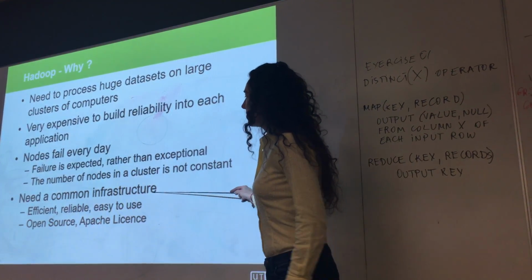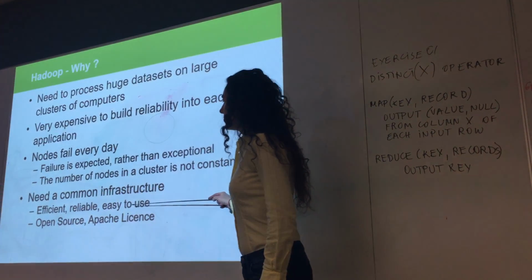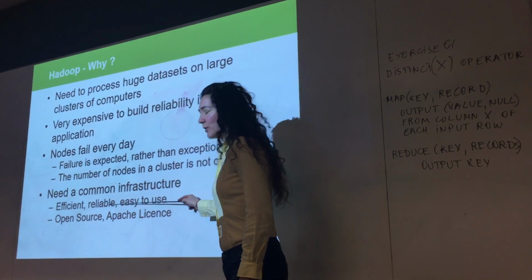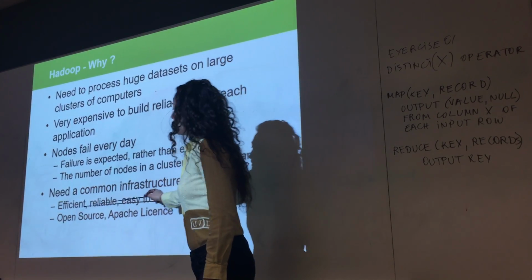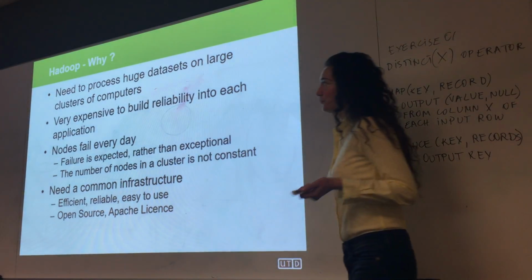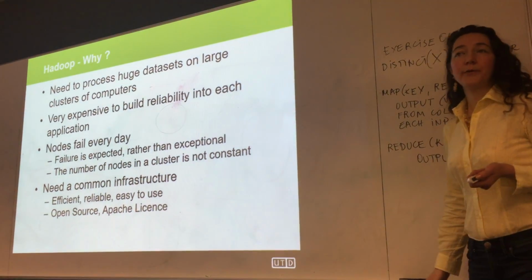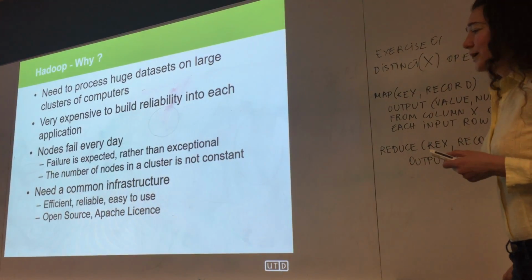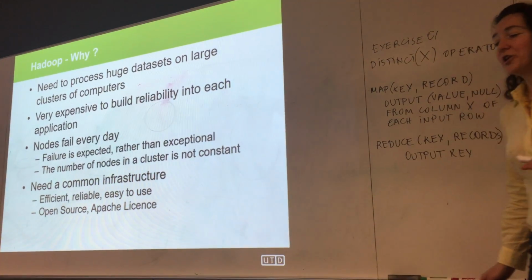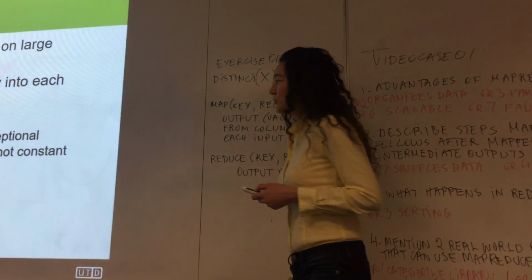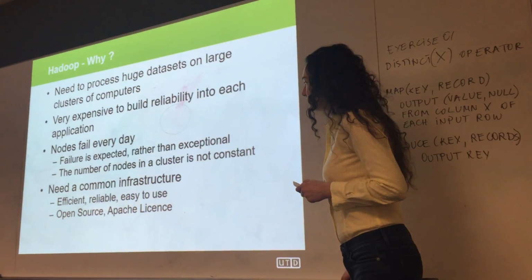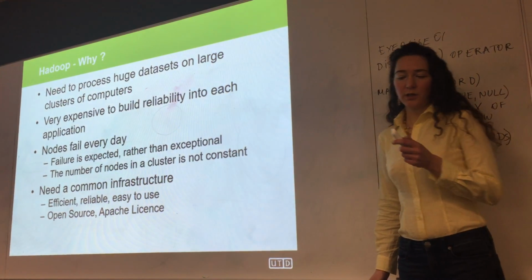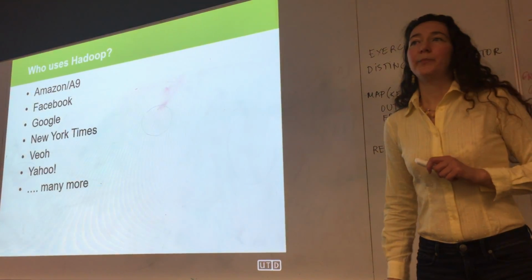And the other reason why we need it is because it is efficient, because it handles these failures, and reliable because it handles these failures, and efficient because of the programming models that we mentioned, and the way it places the data in locations that are near the data processing nodes, and it is easy to use. So this Hadoop is an open source system, and it can be obtained by Apache license.